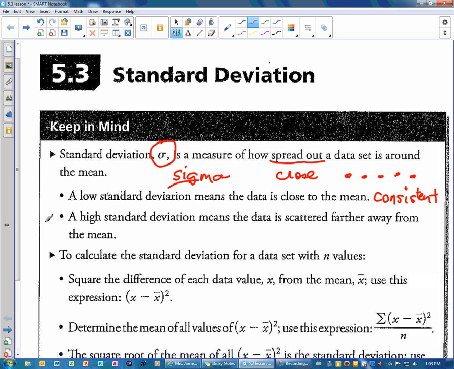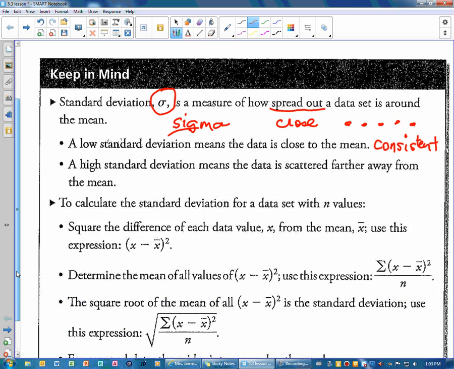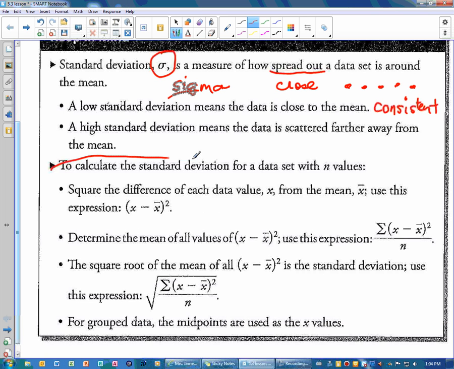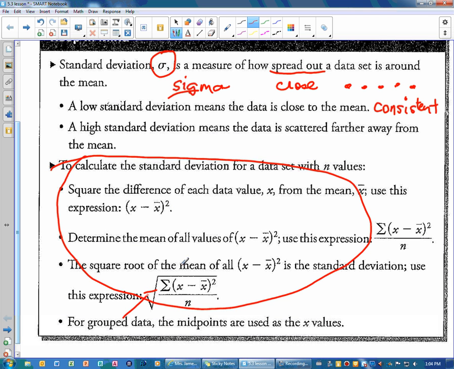Now, you can calculate standard deviation by this long process: we have to find the mean, find the difference from the mean, square them, and average it. Okay, we're not doing that. We are going to go online to calculate the standard deviation. When you are doing your quizzes and your final exam, you can calculate standard deviation online as well.